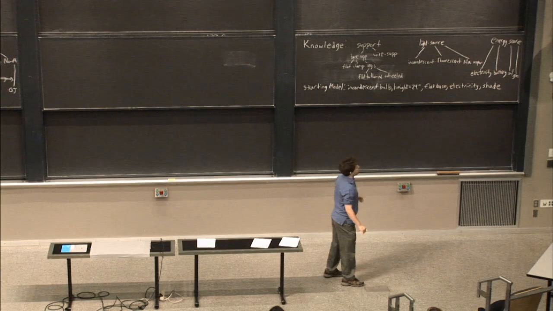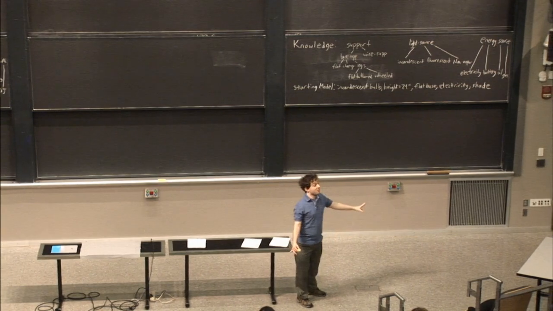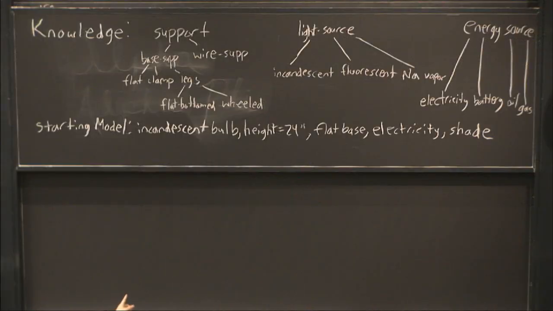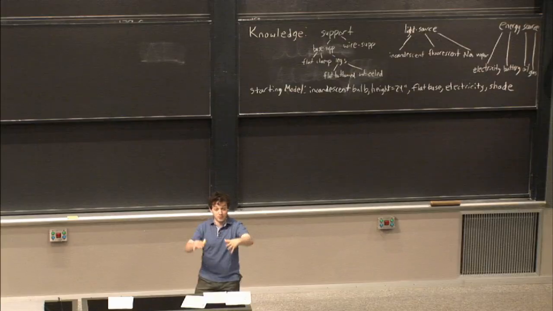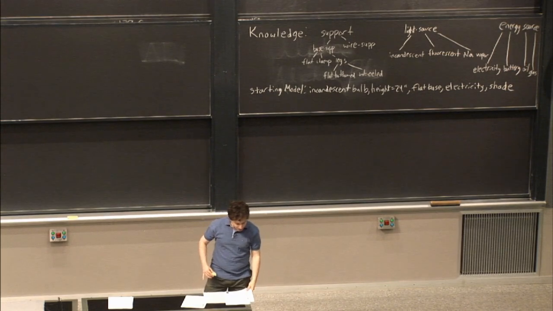There are also some other things, but these are the trees that we might be climbing up with the climb tree heuristic. Our starting model is an incandescent bulb. The height is equal to 24 inches exactly. It has a flat base, there's electricity to power it, and it has a shade. So our starting model is basically like a table lamp that you set on the table. It's got the shade over top of it. The standard room table lamp is our starting model.